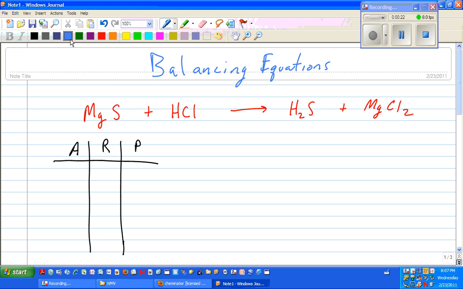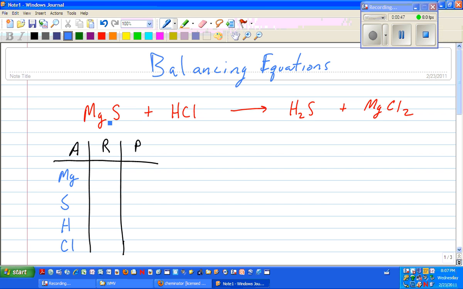What I'm going to do is count up. Actually, before I count up, I'm going to identify my atoms. So I've got magnesium, sulfur, just reading from left to right, hydrogen, and chlorine. Double check, make sure I got the same stuff on the other side. I got magnesium, sulfur, hydrogen, chlorine. Yeah, it looks pretty good. I'm going to go ahead and start counting things.